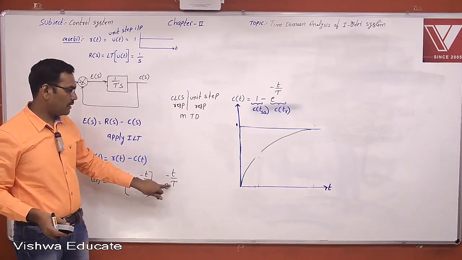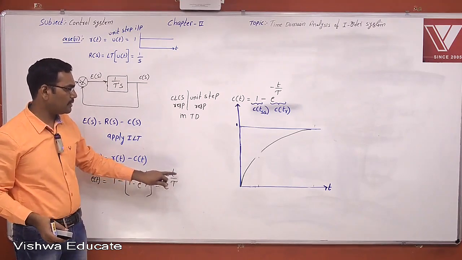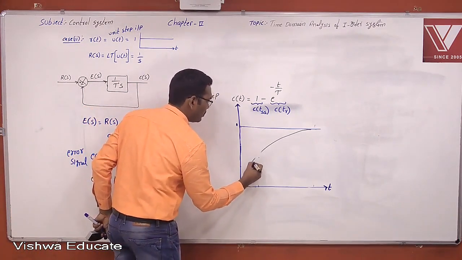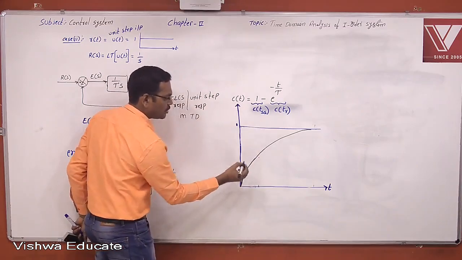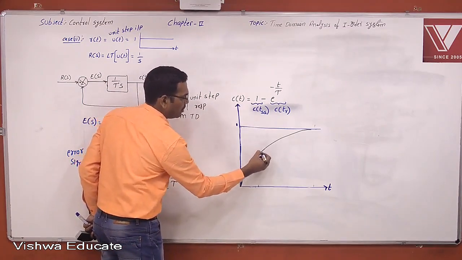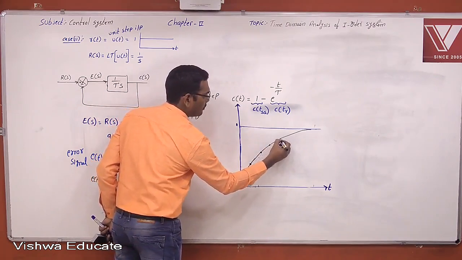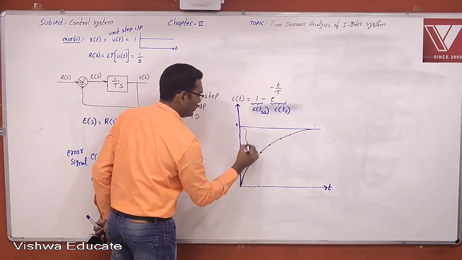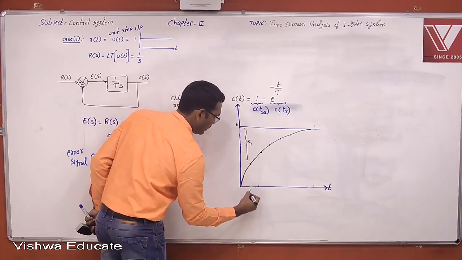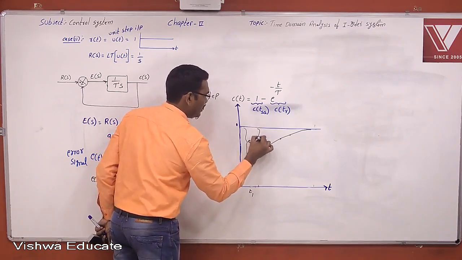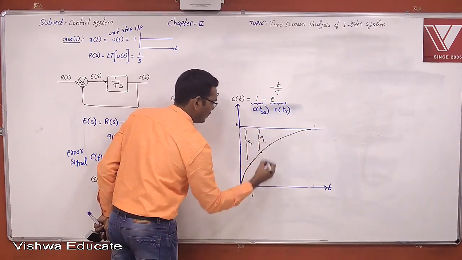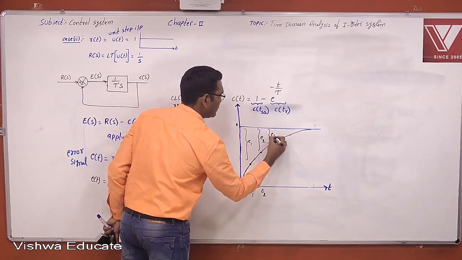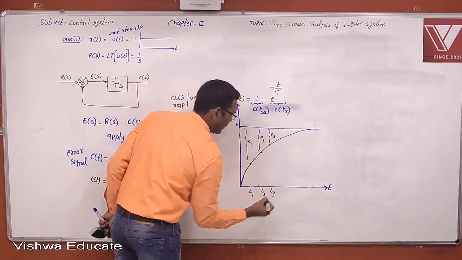Now this error can be measured at t1 seconds, t2 seconds, t3 seconds, at every instant, okay? The deviation of the output from the reference level is called the error E1 at t1 seconds. This deviation is called the error E2 at t2 seconds. This deviation is called the error E3 at t3 seconds.